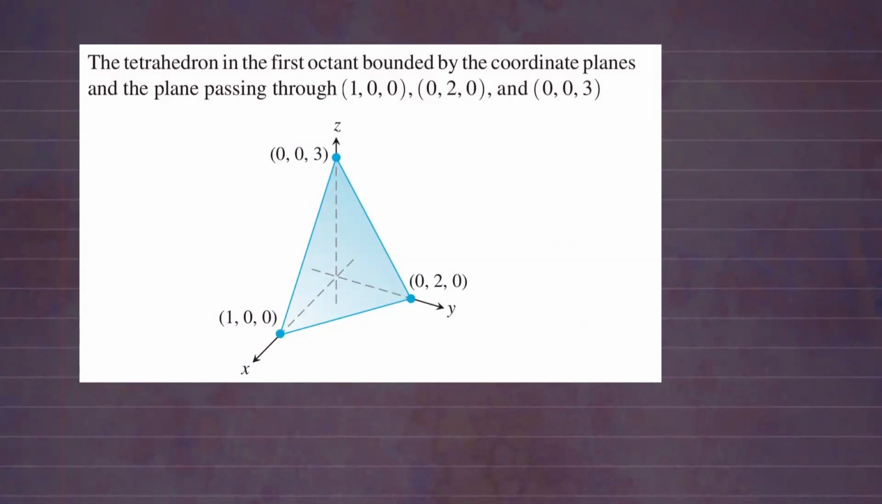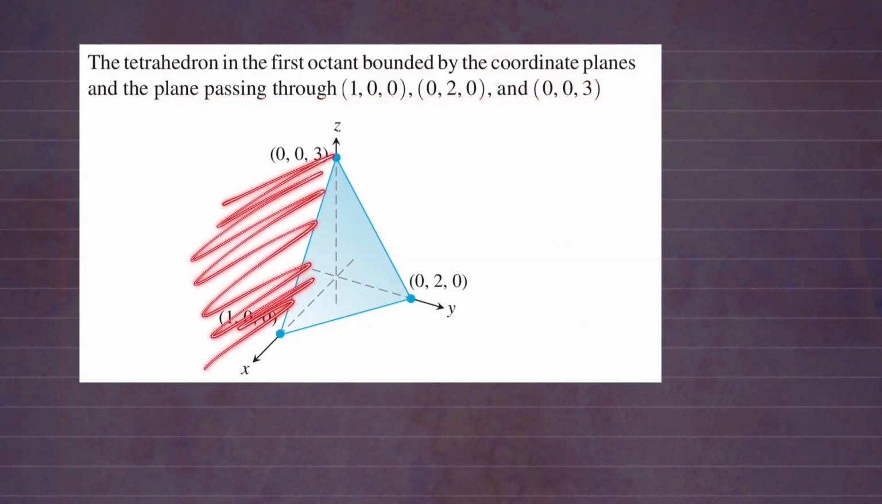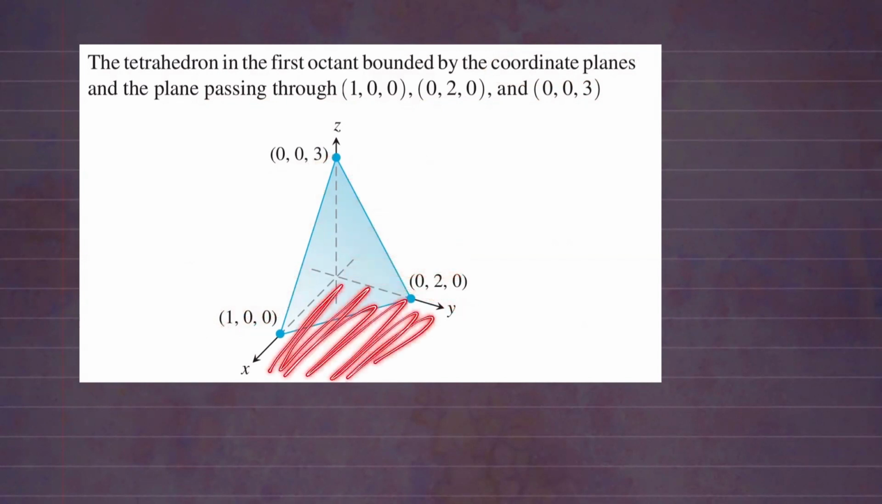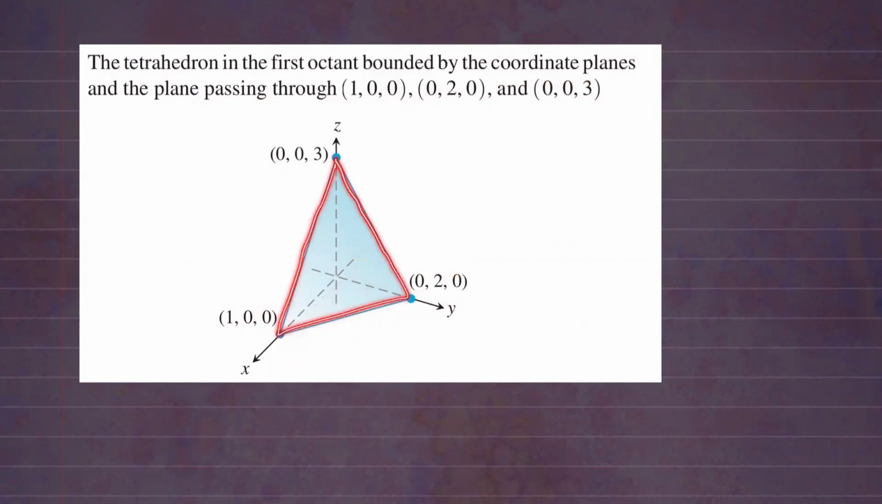Okay, let's go ahead and find the volume of this tetrahedron in the first octant bounded by the coordinate planes and the plane passing through these points. So we have the back, which is bounded by the XZ plane, and this back right here bounded by the YZ plane, and the bottom is bounded by the XY plane. And you can look at this plane right here that will cut through those 3 points.